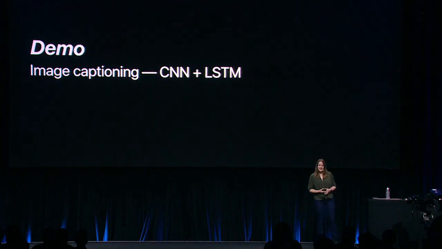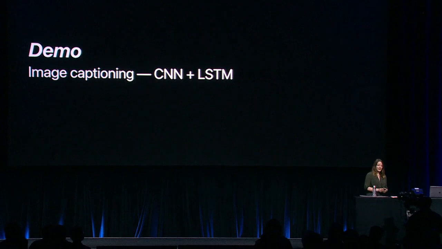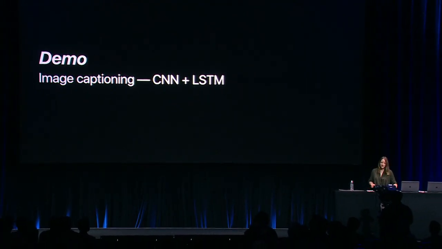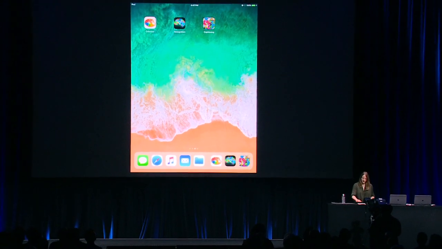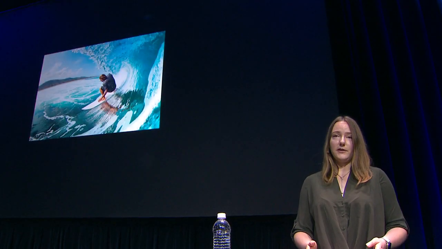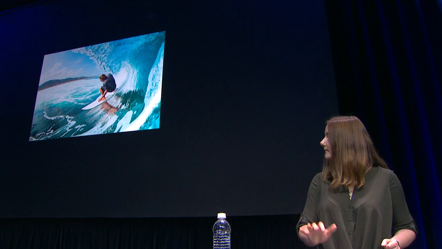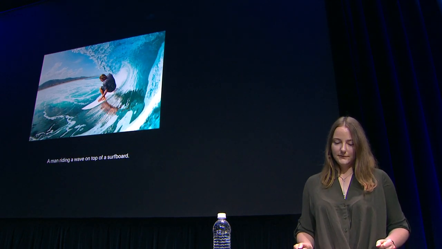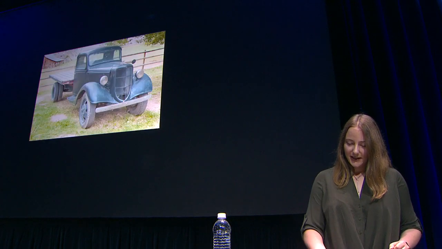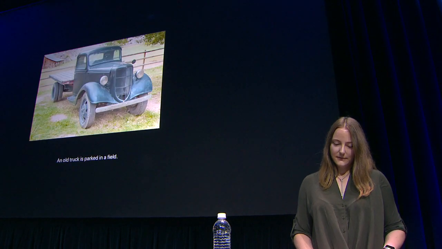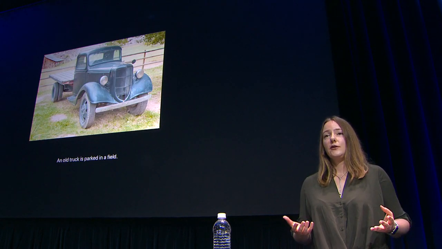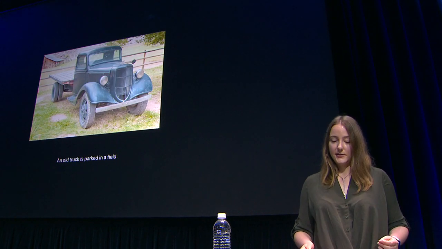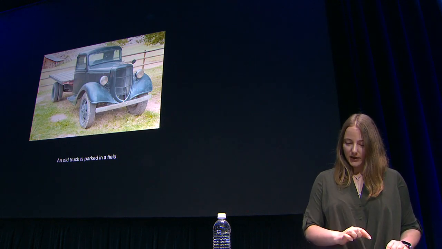So, let's now do a demo. Now we'll do a demo of the captioning network. We have a collection of images here, and as soon as I tap on an image, the CNN will run to determine what is depicted in the image, and then an RNN will run to generate the actual caption. So let's try it out. A man riding a wave on top of a surfboard. We already know this, but let's try another image. An old truck is parked in a field. So the network actually knows that it's an old truck, and it's parked and not moving, which I think is pretty impressive. And let's try one more.